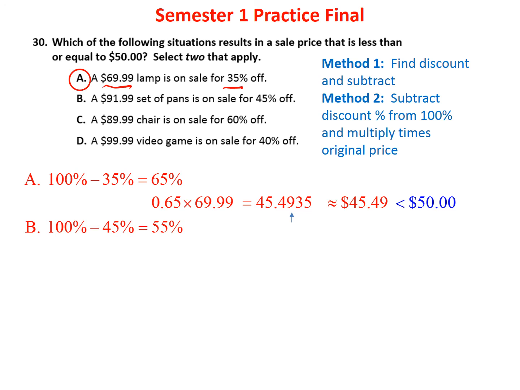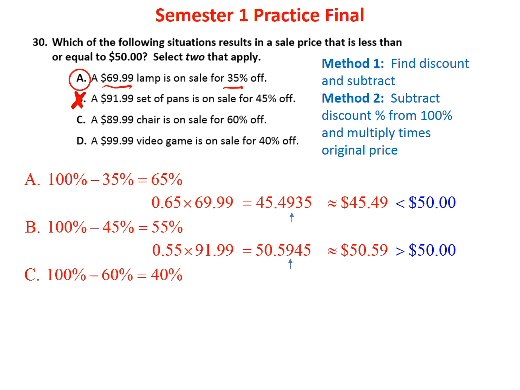For B, notice that the rate is 45%. Well, if I get 45% off, 100% minus 45 means that I'm paying 55%. So 55% times $91.99, that's the price they're selling it for, is going to be 50.59. If I round off to the nearest penny, there's a 4, so it's less than 5, so we don't round up. So it's 50.59, but that is greater than $50, so B would not be acceptable.